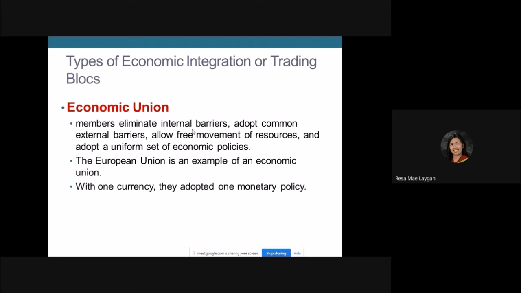In addition, there is a unification, so they adopt the same economic policies. This can be both monetary or fiscal policy throughout all member countries. This also involves the use of a common currency. Why a common currency? Because they adopted one monetary policy. An example here is the European Union and its highest body, the European Commission. If you notice, in the European Union, their currency is the euro, the same, because they adopted one monetary policy. That is more on the economic union. So those are the different types of economic integration or trading blocks.